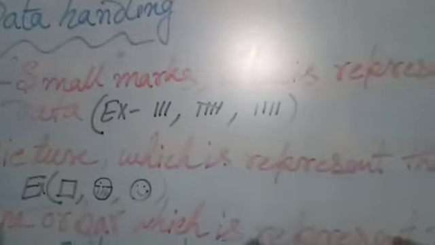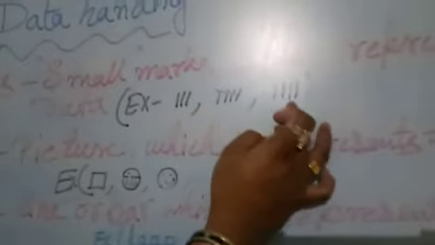So first is tally marks. Tally marks are small marks which represent the data. Small marks, that means like the Roman numerals: 1, 2, 3 like this way, 1, 2, 3, 4 like this, 1, 2, 3, 4, 5 like this way. In tally marks we use up to 4 and 5 like this.